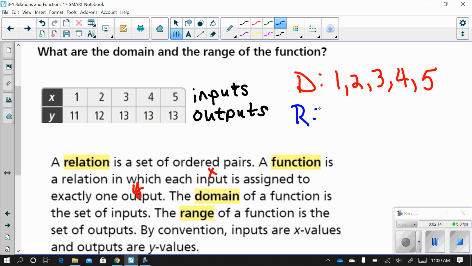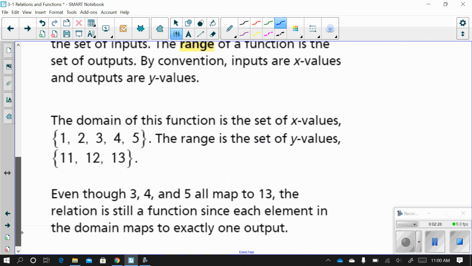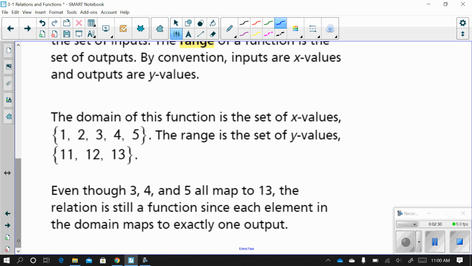Range, again, you're just going to list them. 11, 12, 13. Do I have to keep listing 13? No, you only need to list it once. Okay, so that's the answer to the question. So domain 1, 2, 3, 4, 5. Range is a set of y values 11, 12, and 13.